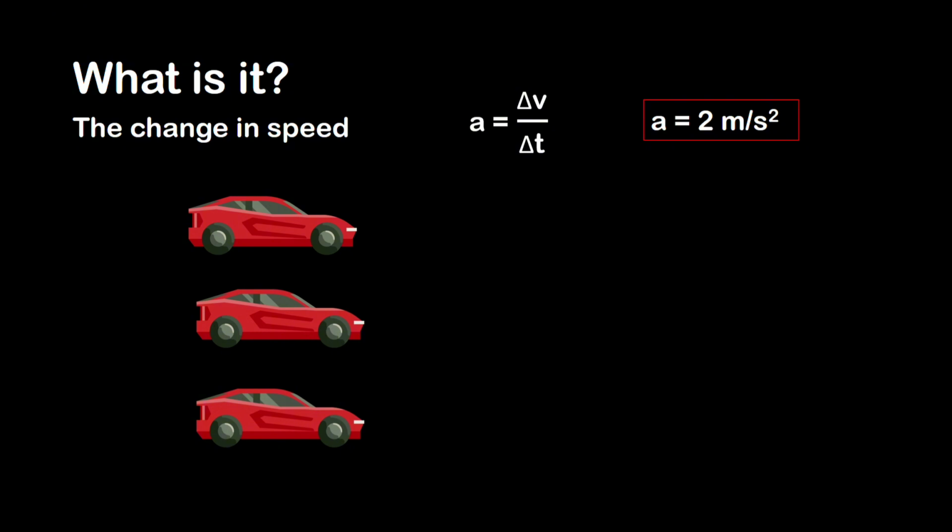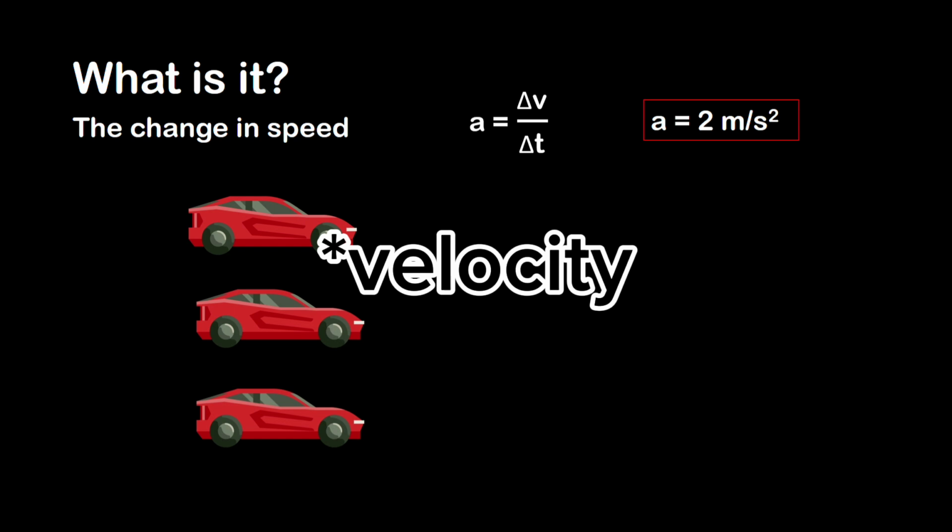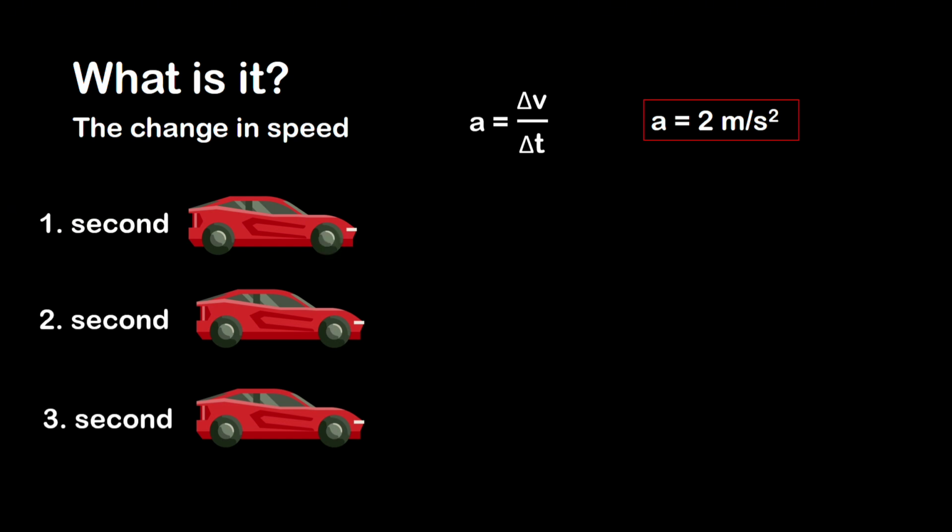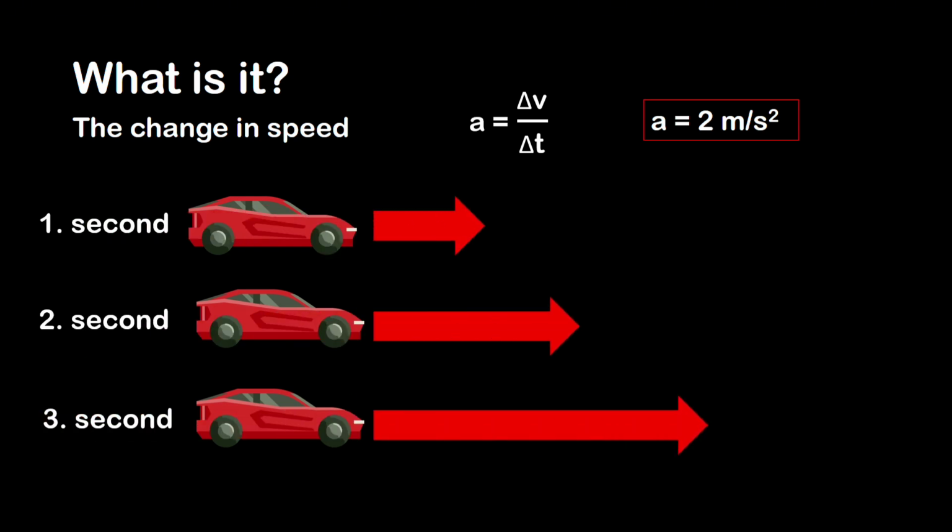So let's say we have the same car here, but we documented the car's speed at the first second and the third second since we started accelerating, and we measured its acceleration. What we saw was that as the first second passed, the car's speed was 2 meters per second. After the second it was 4 meters per second. And after the third second, it was 6 meters per second. As you can see, as time passes, the car's velocity increases.